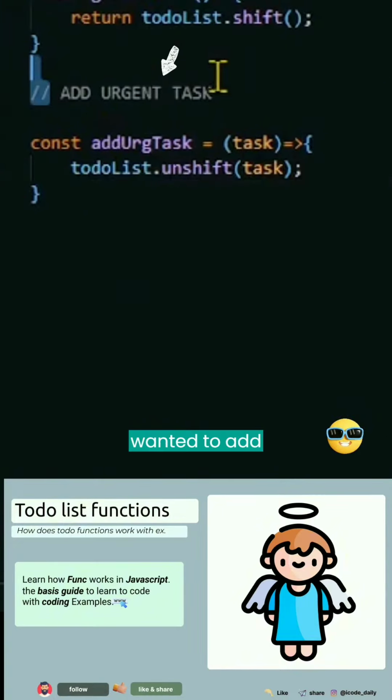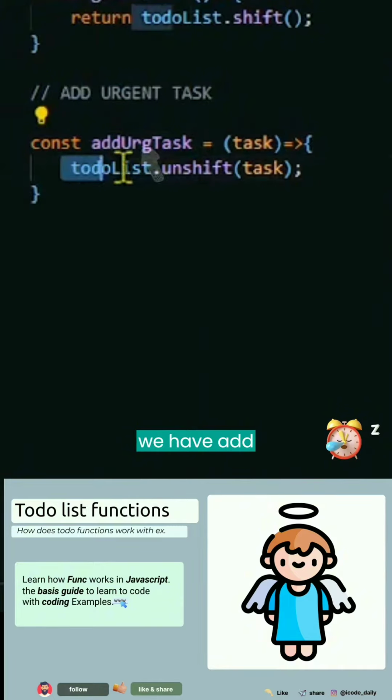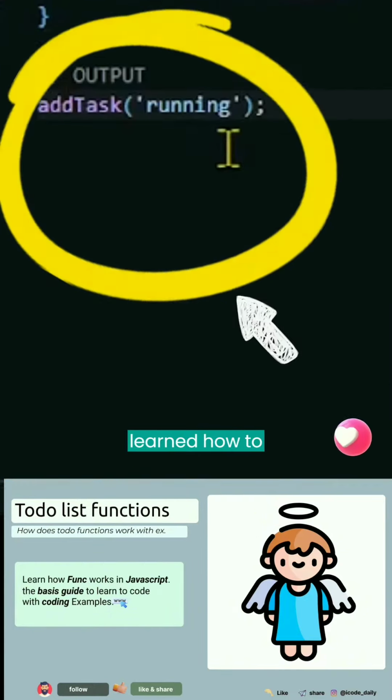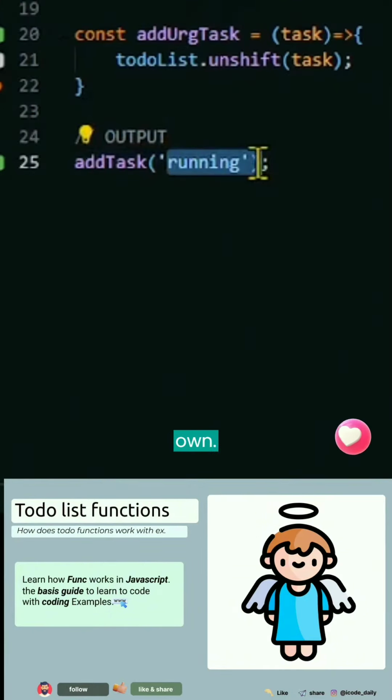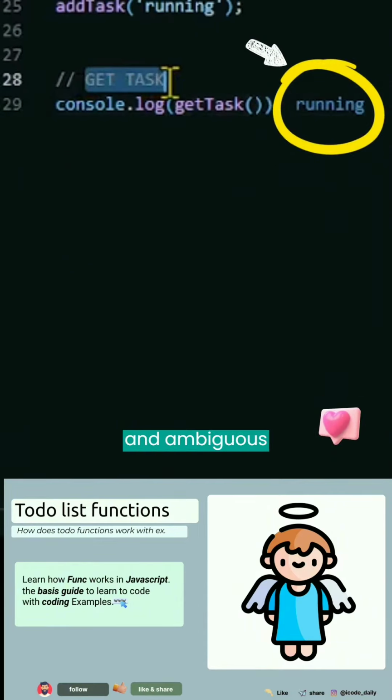Okay, what if I wanted to add some prior task in my list? Well, worry not, we have the addUrgent function to handle that case too. Wow, I just learned how to make a to-do list of my own. Yes, Peter, code can make our life so much easier and ambiguity-free.